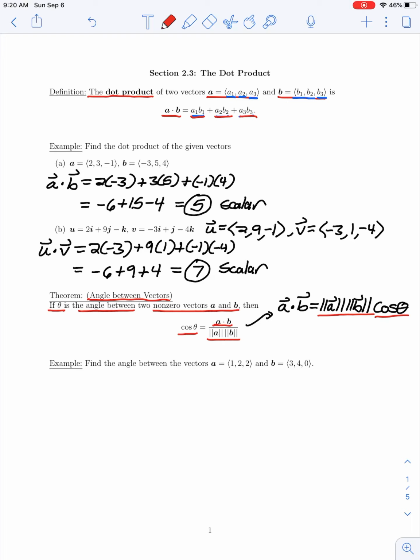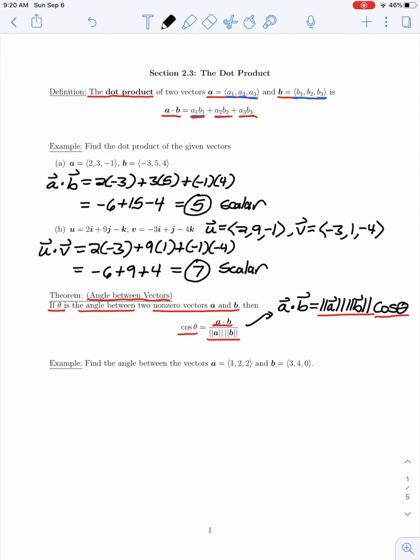So let's look at an example involving this angle between vectors problem, and then we'll see how we could use the dot product to determine whether the angle between our vectors might be acute, obtuse, or right. In the first part of this problem, we're asked to find the angle between the vectors A and B.